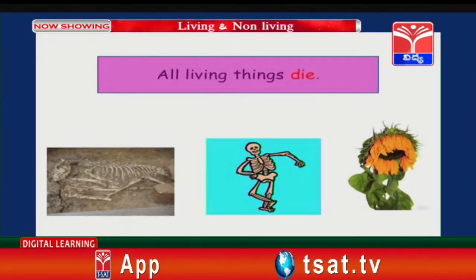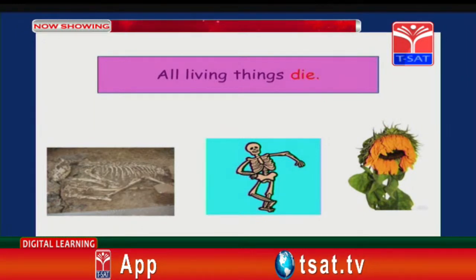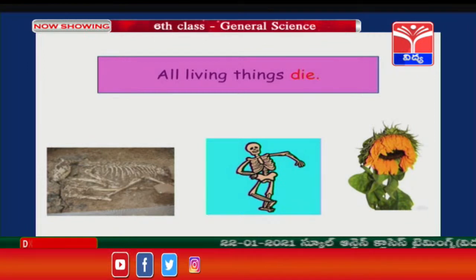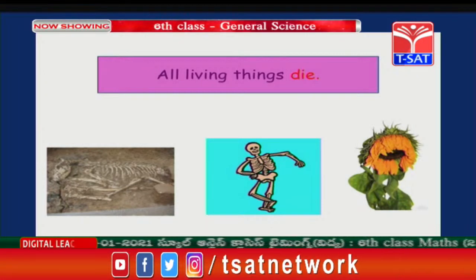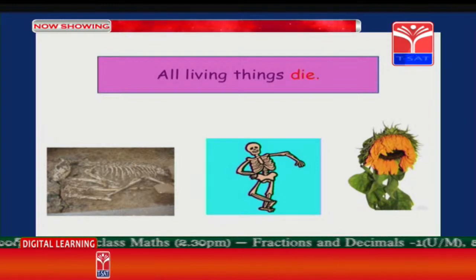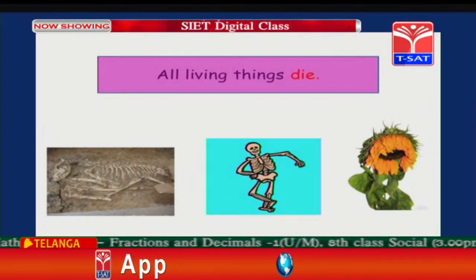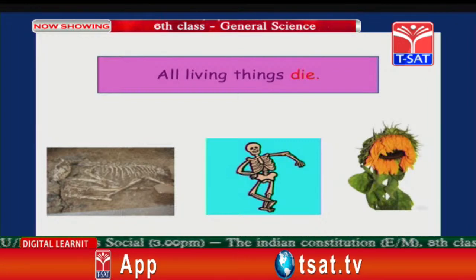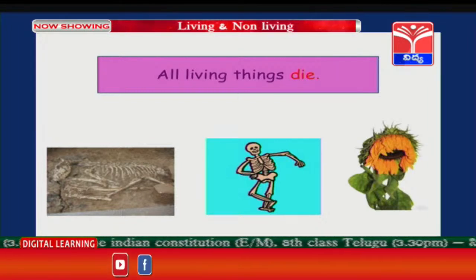After birth has occurred and after growth has taken place, living organisms will die. Now, the dead organisms, dead plants or dead animals, are they living or dead? Do you have any idea regarding this? Dead animals, are they living things or non-living things? Think once. Yes, they are intermediate.